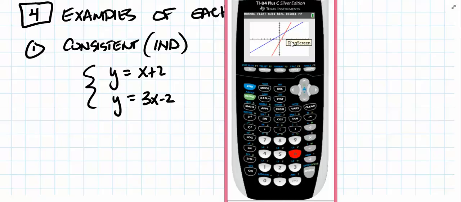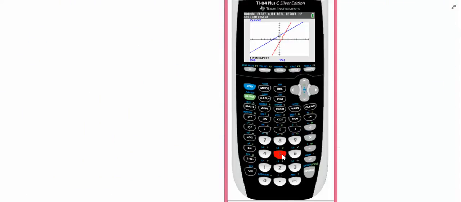2, 4? Let's see if you guys are right. Let's go second, calculate, and let's go to intersect, option 5. Yes, it's the first curve, then the second curve, and then hit enter, enter, enter. I'm going to guess. Oh my gosh, you guys were totally right: 2, 4. Absolutely perfect. I'm a genius. Okay.